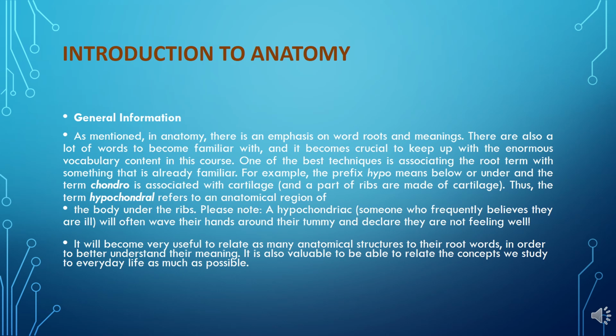There are also a lot of words to become familiar with, and it becomes crucial to keep up with the enormous vocabulary content in this course. One of the best techniques is associating the root term with something that is already familiar. For example, the prefix hypo means below or under, and the term chondro is associated with cartilage, and a part of the ribs are made of cartilage. Thus, the term hypochondral refers to an anatomical region of the body under the ribs.